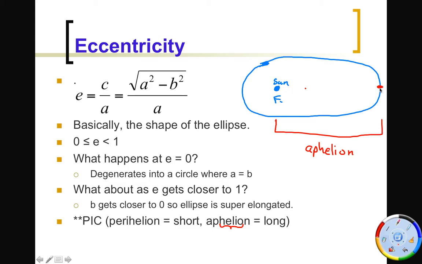center to vertex is A. Center to focus is C. That means this is the distance of A plus C. And then in a different color here, let's say we were at the closest point to the sun. That is our perihelion. And that distance is, the distance from center to vertex is A. This distance is C, so it's actually A minus C.